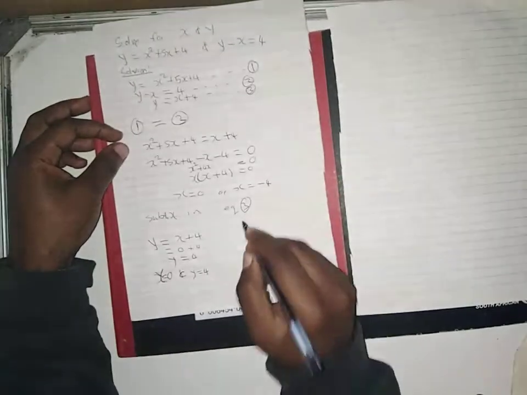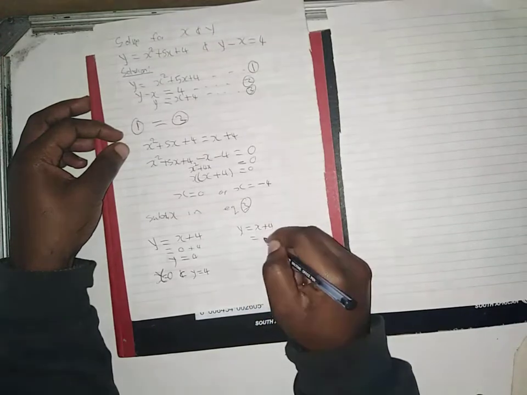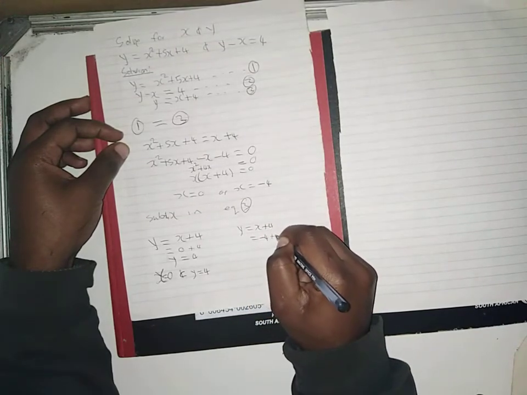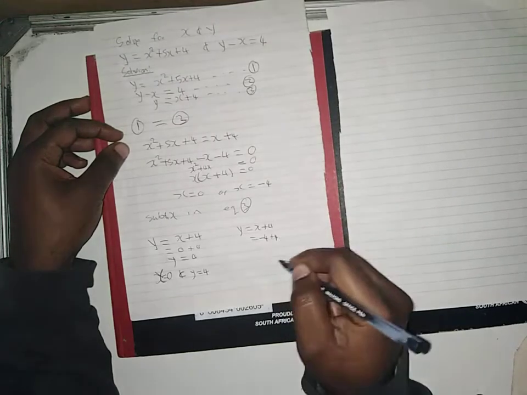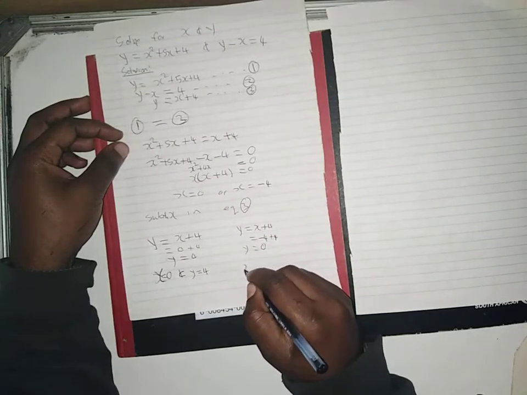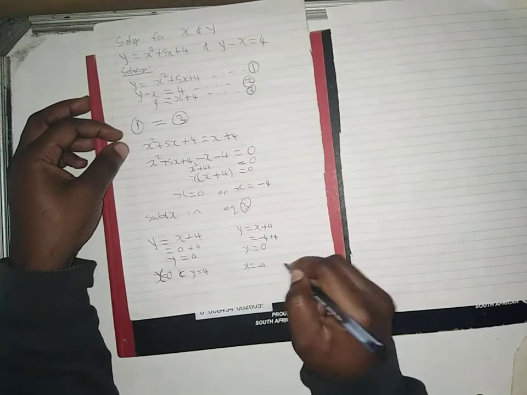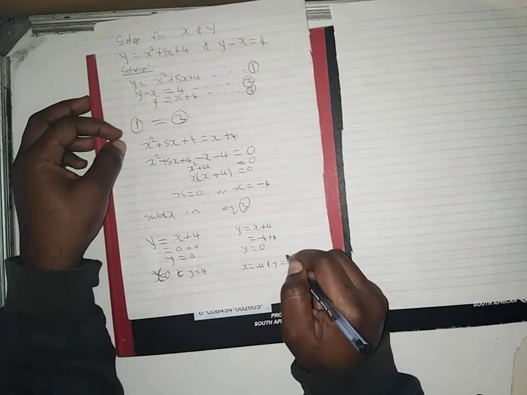Let me test the other one. I have y is equal to x plus 4, with x equal to minus 4. When I have minus 4 plus 4, I get 0. So my y is equal to 0. In this case, x is equal to minus 4, while y is equal to 0. I can go ahead and test it, but obviously there's no time for that. You can do that for yourself. Okay, you have solved simultaneously.